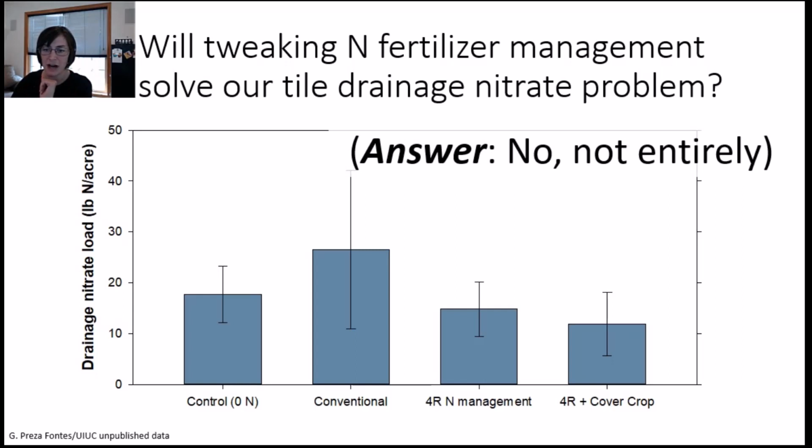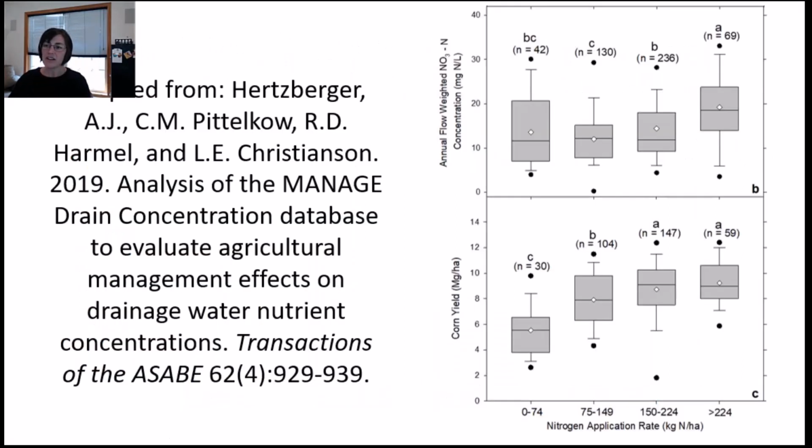Answer to the question at the top, no, not entirely. And just to drive this point home, you'll remember I mentioned we reviewed and compiled data from more than 50 years of published drainage studies. When we looked at studies where corn was grown and they had applied either zero or very low nitrogen application rates, the concentration of N in the drainage water was still not zero.